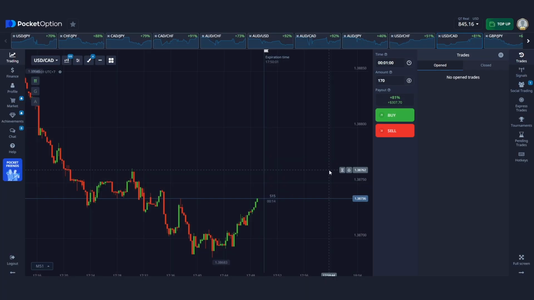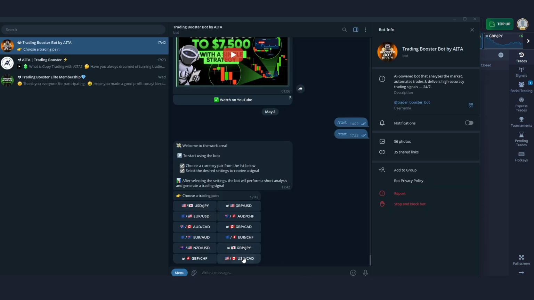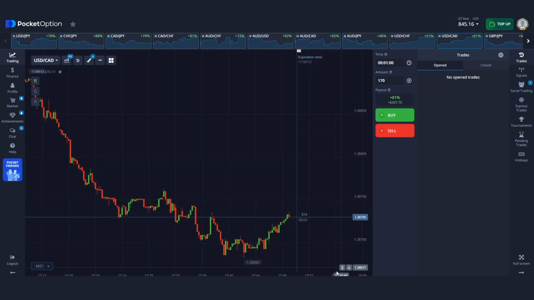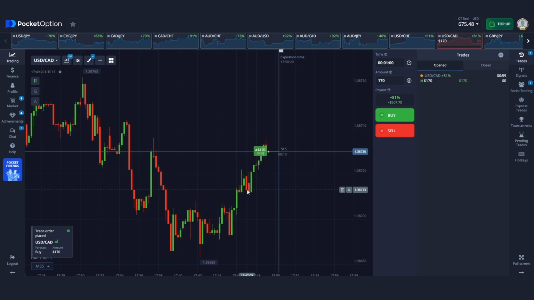So let's, for example, choose the first currency pair, dollar, Canadian dollar. Let's open a trade for $170, not too much. And let's see what BoosterBot will say now. I choose the trade duration, 1 minute. I check everything on the platform once more. Everything matches. And I receive a buy signal. I open a buy trade right from here.